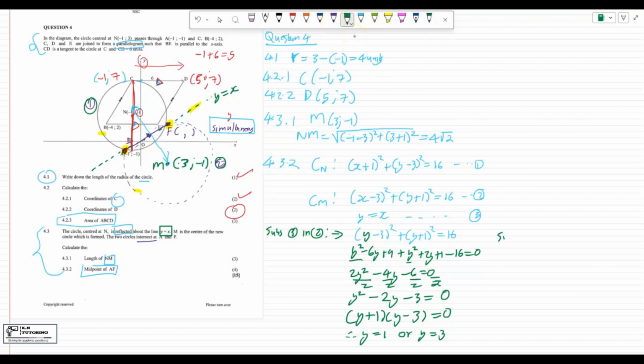Therefore, I'm going to say substitute, I'll come back to it, substitute y into... oh, okay. But we know that y equals x, so this is not necessary. We know from here that y equals x. So what does it mean? It means that x equals 1 and x equals 3. So we've got a coordinate here and a coordinate there.